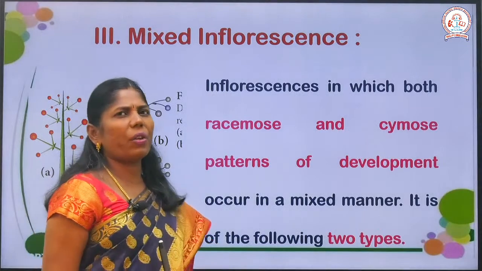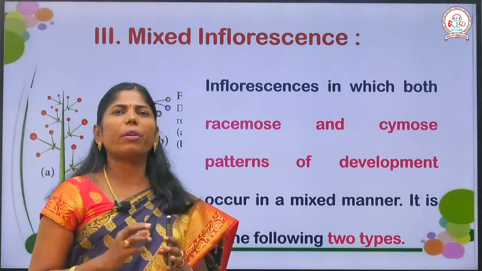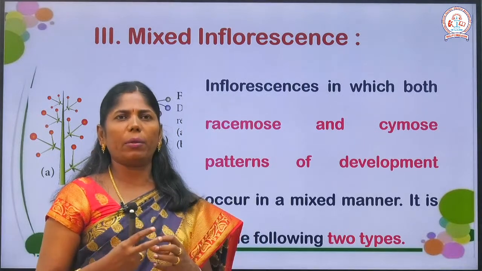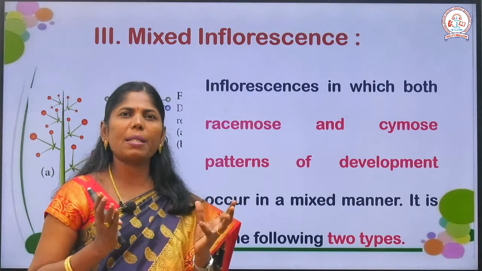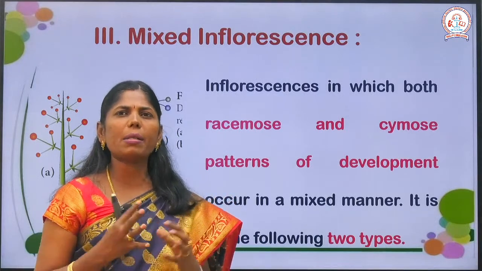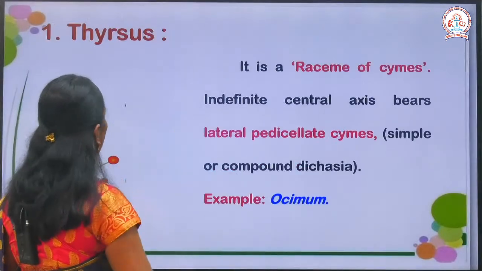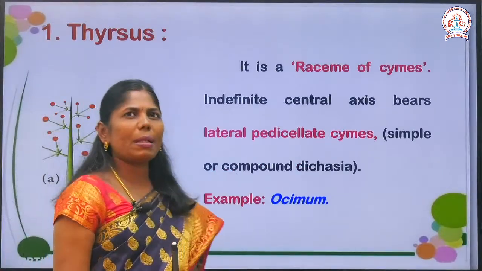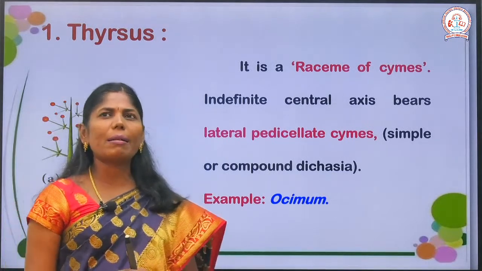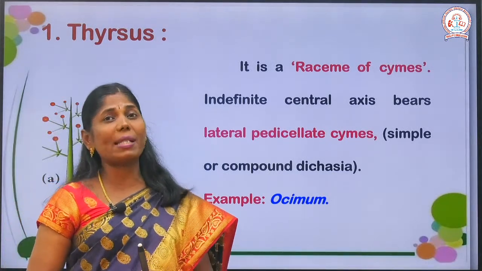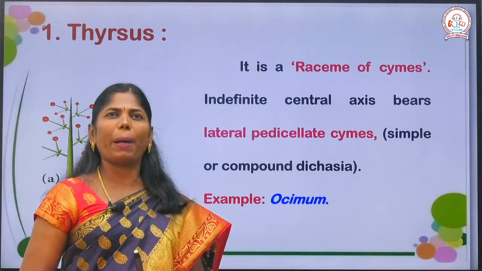And mixed inflorescence, as I already said, is a mixing of the racemose and cymose manner. In the first branch we can see the racemose manner, and in the second branches we can see the cymose manner; that is a mixed inflorescence. One type is the thyrsus. This is a raceme of cymes. A raceme of racemes is a panicle, which we already studied.